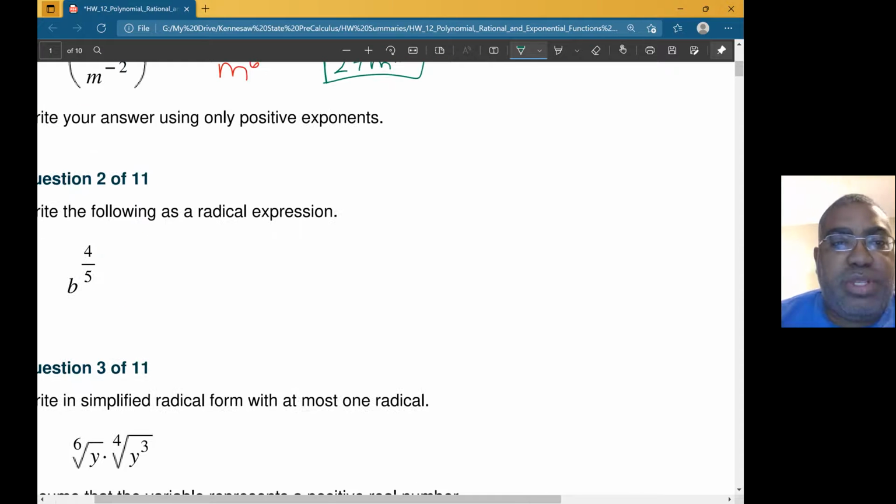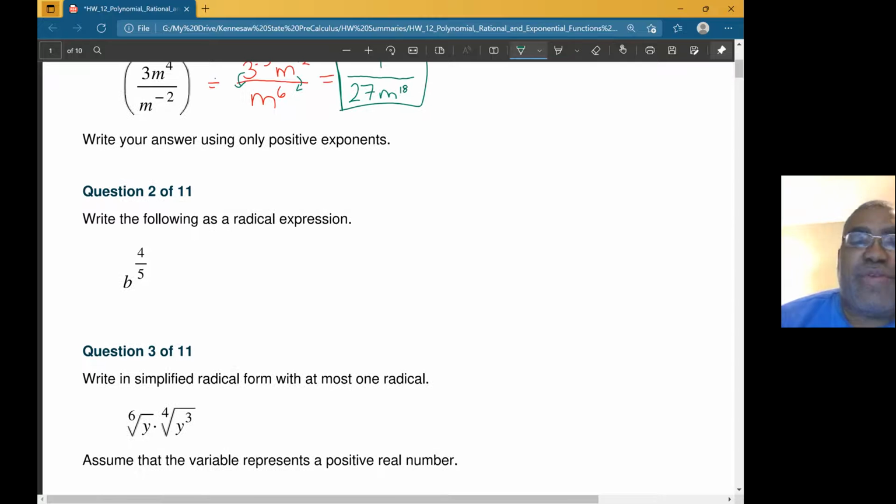Let's continue. Write the following as a radical expression. Remember, the top number is the power. The bottom number is the index of the radical. So this is the 5th power of b to the 4th.